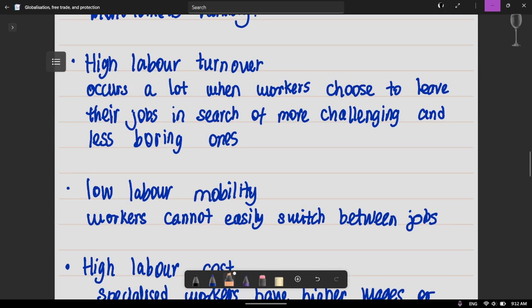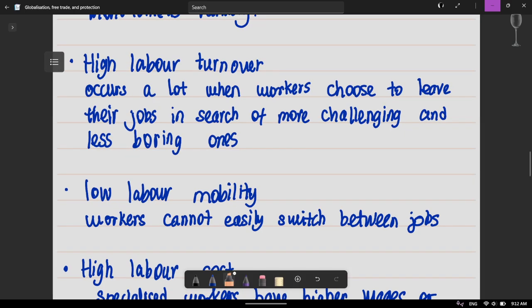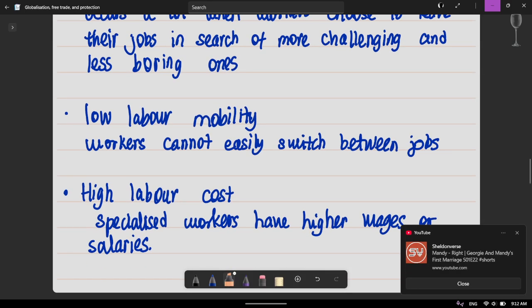Then we also have high labor turnover. It occurs when workers choose to leave their job in search of a more challenging and less boring one. Now, when you're told to do the same thing again and again, it becomes repetitive and boring, right? So due to specialization, workers might get bored in the jobs that they do and might leave them willingly and look for other opportunities that can be more challenging and more exciting for them. So that's what high labor turnover means.